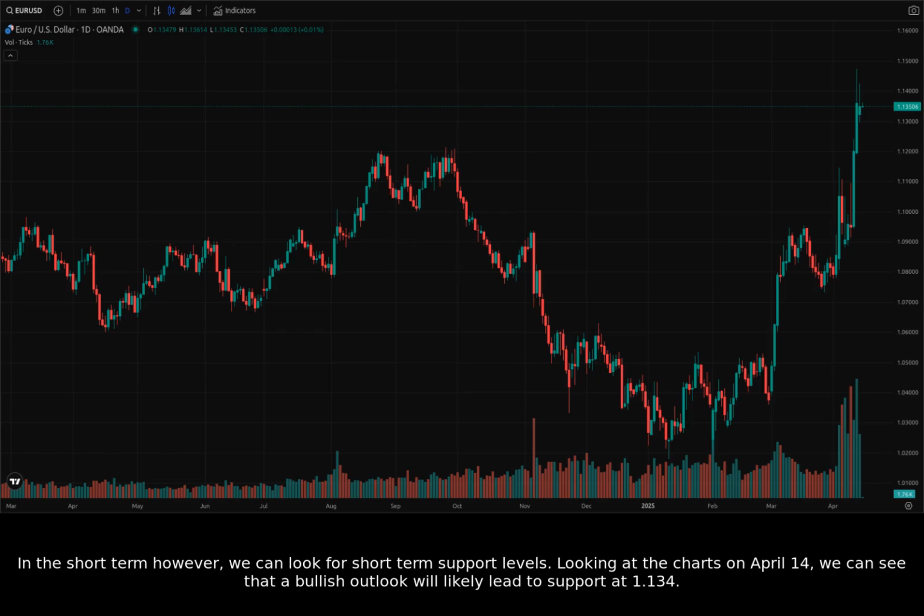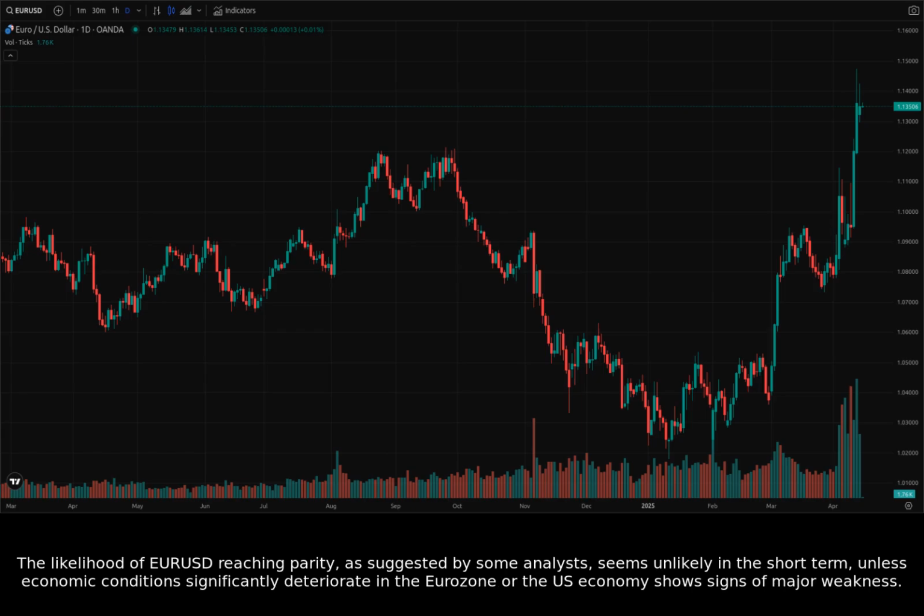In the short term, however, we can look for short-term support levels. Looking at the charts on April 14th, we can see that a bullish outlook will likely lead to support at 1.134. The likelihood of EURUSD reaching parity, as suggested by some analysts, seems unlikely in the short term, unless economic conditions significantly deteriorate in the Eurozone or the U.S. economy shows signs of major weakness.